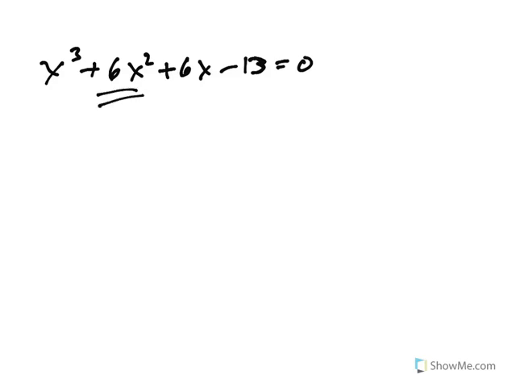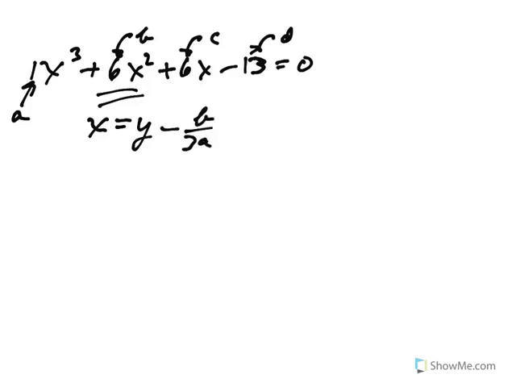Now, what if the cubic equation is not depressed? It has all the terms. The trick is to replace the x. The number 1, the coefficient of x cubed, is called a. The coefficient in front of the x squared is called b. The coefficient in front of the x is called c. And the constant is called t. So x is equal to y, always y minus b over 3a, which in this case is 6 over 3 times 1, which is y minus 2.